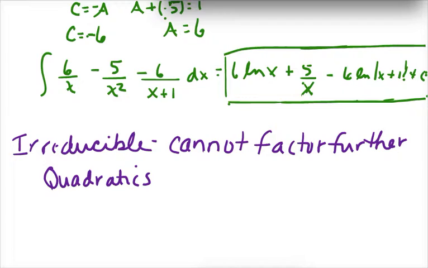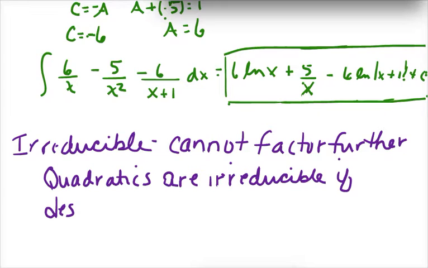So quadratics are irreducible if the discriminant, recall your quadratic formula, okay? If your discriminant is negative, then you have an irreducible quadratic, and I'll show you how to deal with that. Right? So let's look at an example where we can see all four types of factors.